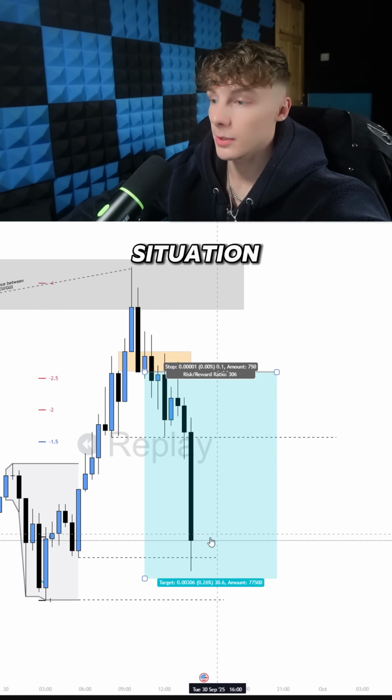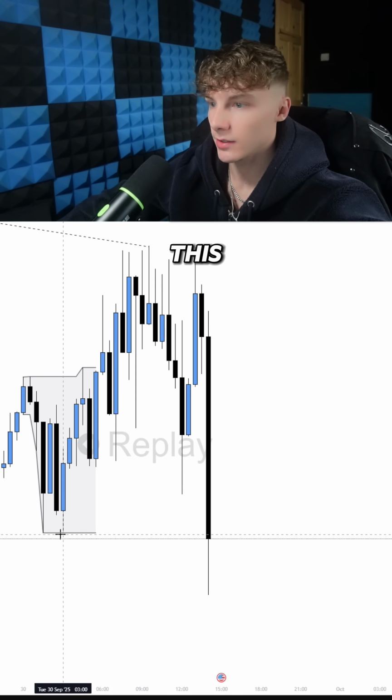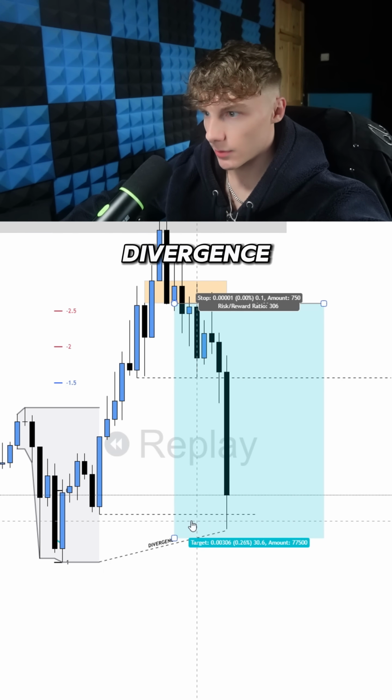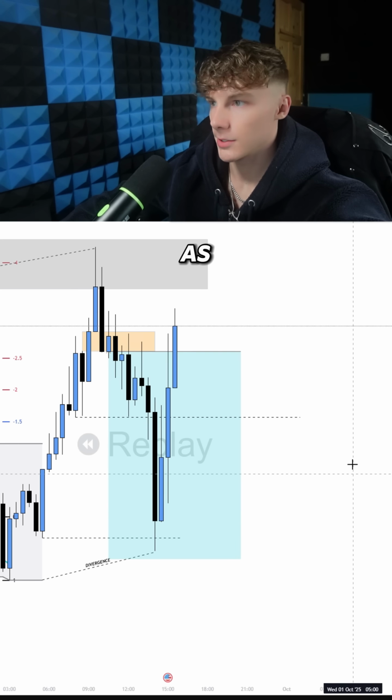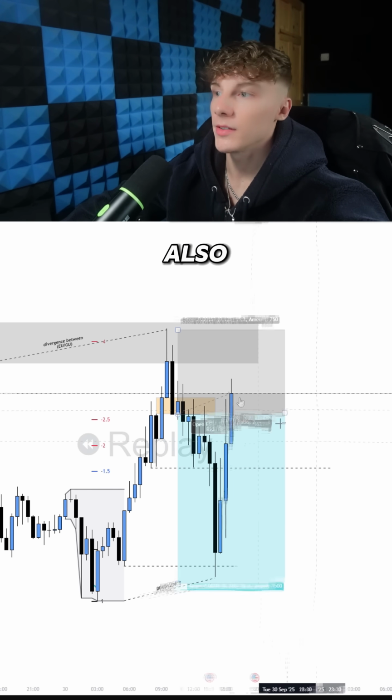Now, as you can see in this situation here, if I go take a look at GU, you'll notice that GU has actually taken this Asia low. This is another divergence. So price may slap us out at break even here. And as you can see, it's done exactly that. But it really does go to show how powerful the divergence is, but also this entry model as a whole.